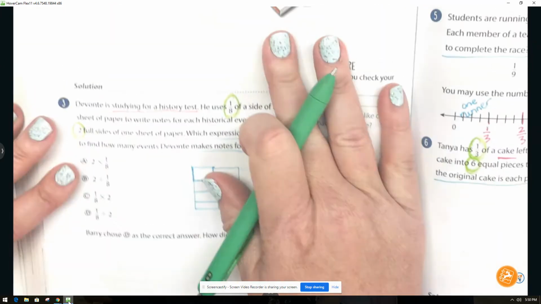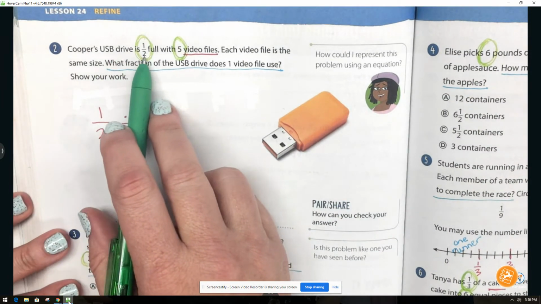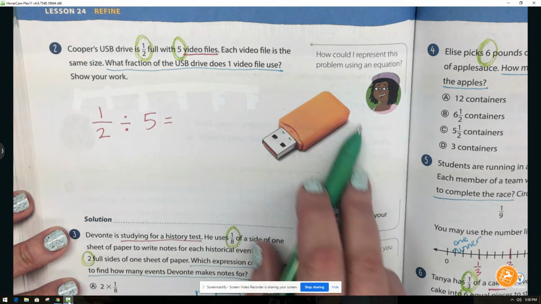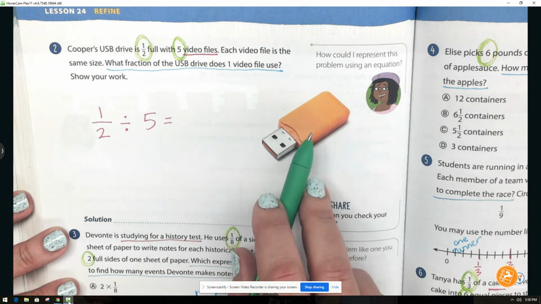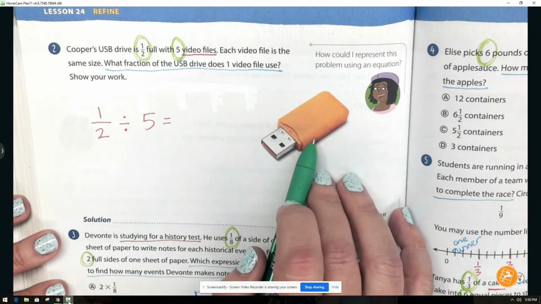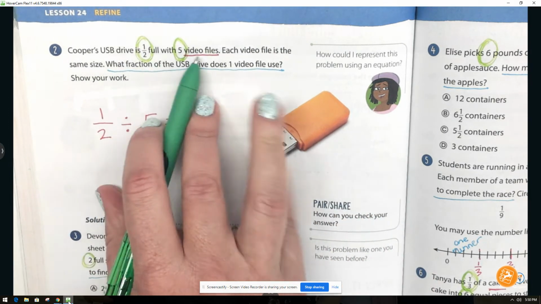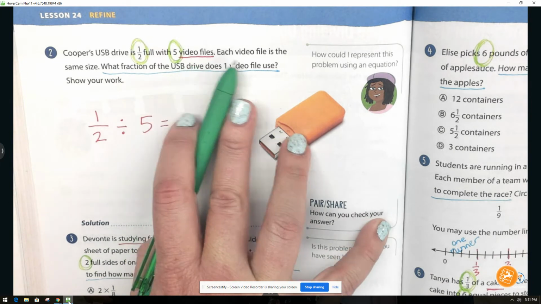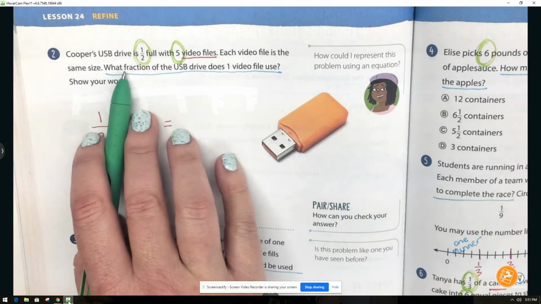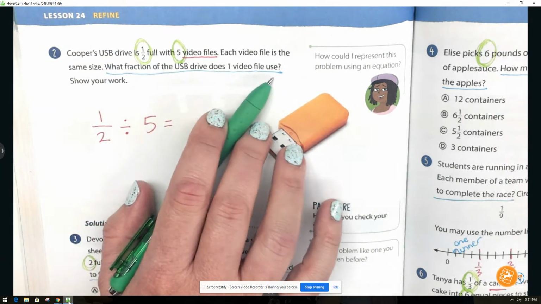Okay, number 2 says this: Cooper's USB drive is half full with 5 video files. And this is a USB drive, okay? And it stores information that you could put into a computer. So that's what the purpose of this is. And right now, it is halfway filled with all of its data to make 5 videos. Now, we know that each video file is the same size, and we want to know what fraction of the USB drive does one video file use.